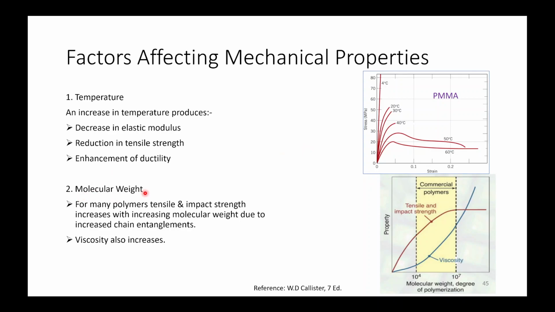And molecular weight. As we increase molecular weight, these mechanical properties are enhancing. For many polymers, tensile and impact strength increase with increasing molecular weight due to increased chain entanglements, and viscosity also increases with increasing molecular weight, and it can be shown here.